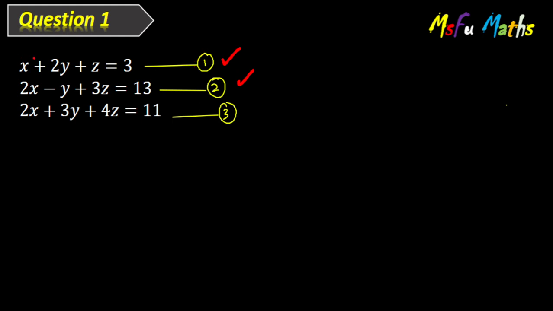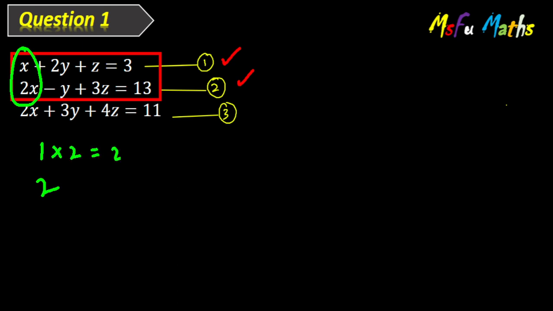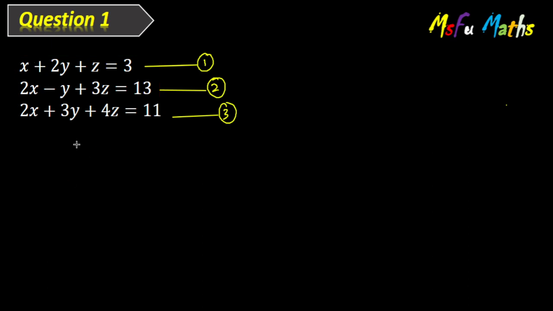To eliminate x, if you focus on equations number 1 and 2, the coefficients of x are 1 and 2. They are not the same, right? So in order to eliminate this x, they have to be expressed with a common coefficient. So what do we do? If you multiply equation 1 by 2, you will get 2, which is common to the second equation. So we will multiply equation number 1 by 2.